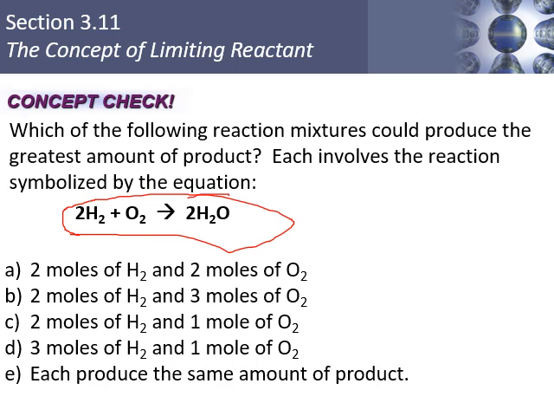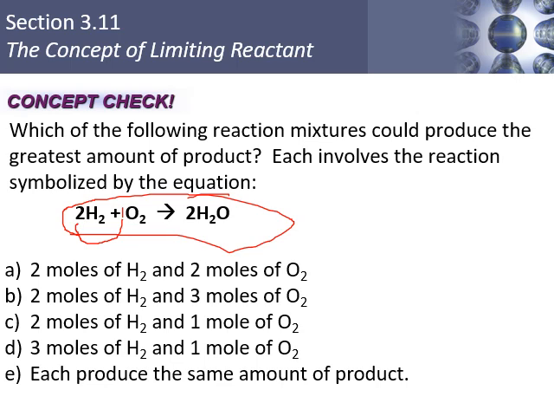Which of the following reaction mixtures could produce the greatest amount of product? To do this, we need to realize that for every one, and there's no one there, but you can just imagine that it's there, every one of these, you have to have 2 of these to react with it. For every O2, you would have to have 2 H2s to react, right?